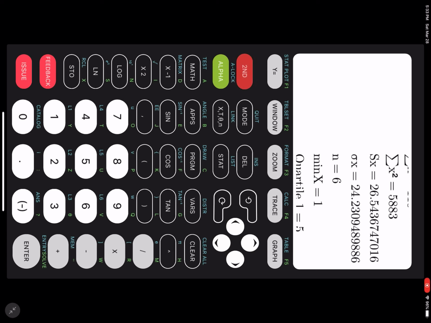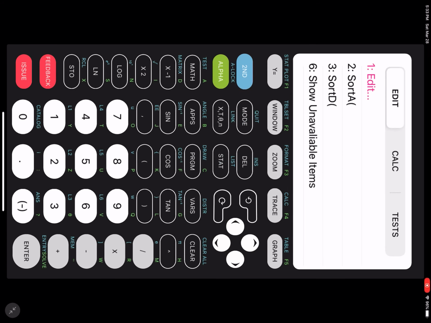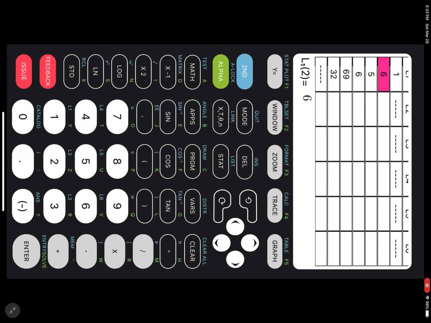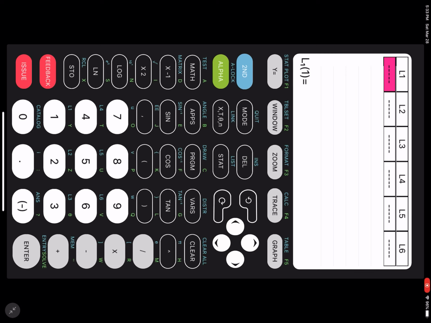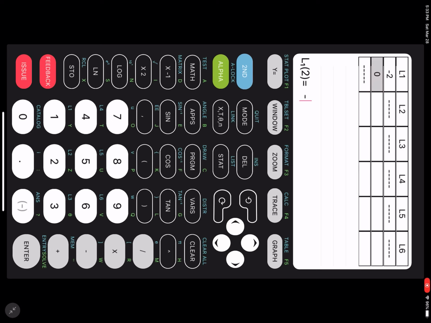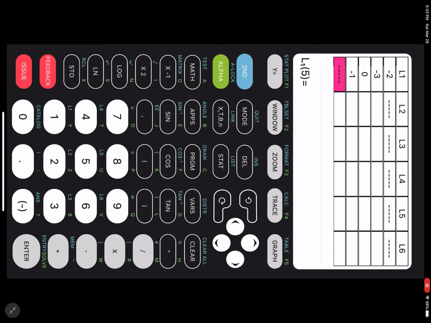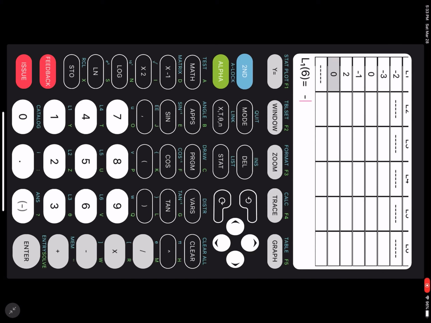So let me go back in here, and I'm going to go to Stat, Edit. And right now I've got a whole bunch of numbers in my L1. So I'm going to hit the delete button until they're all gone. And now I'm going to enter in my differences. -2, enter. -3, 0. Okay, 0. -1, 2, -2, -5, and -3. All right, so I've got them all entered in.